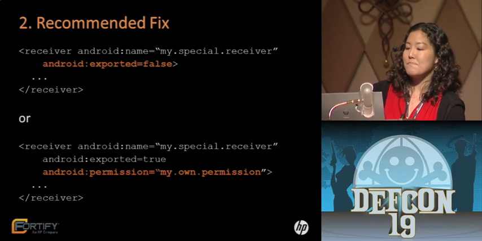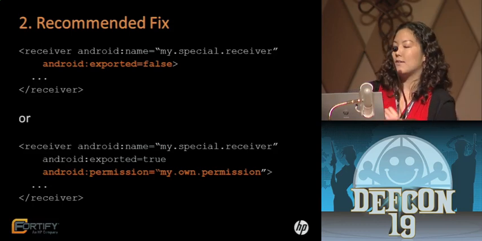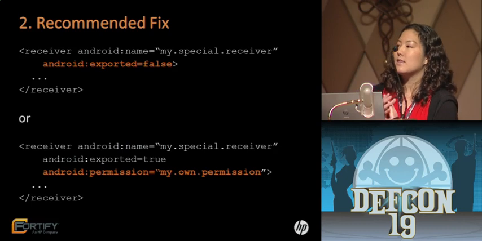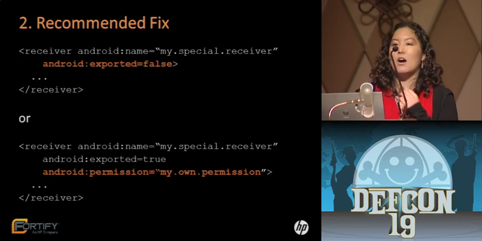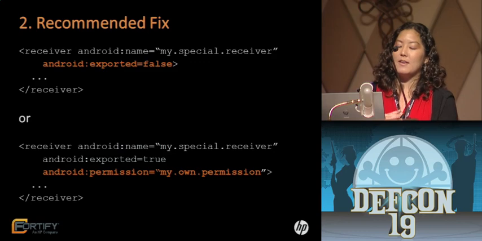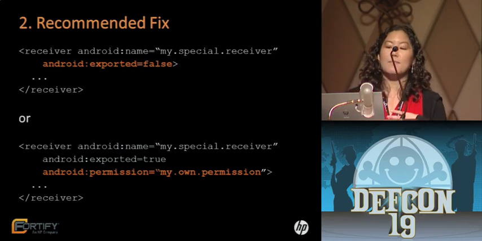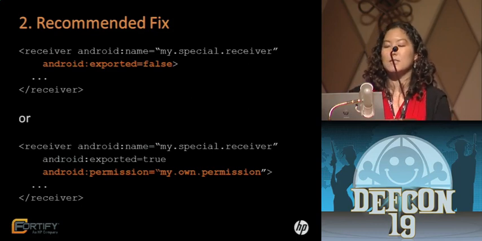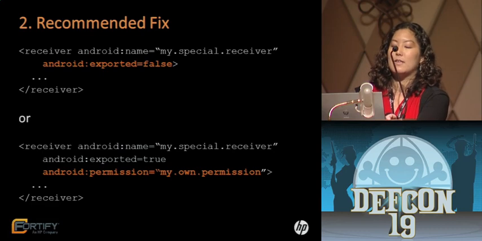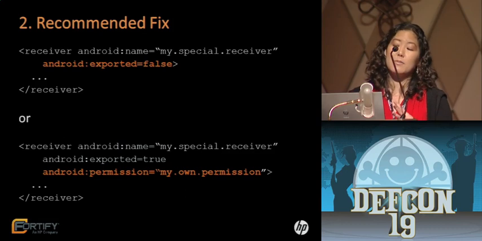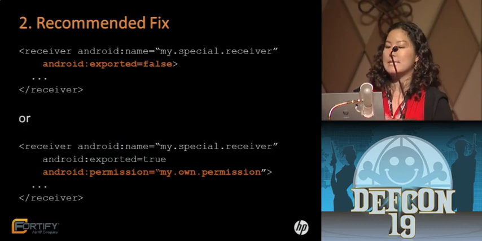So our recommended fix for this problem is to use the exported flag when declaring components and explicitly make the component public or private. Even if you don't need to, always make it explicitly stated, and make it private whenever possible. If the component is supposed to be public, then consider limiting the interface by requiring that the sender has a permission. In the second example, you can see that even though the exported flag is true, it also has a permission. So it's limiting the types of intents that can be sent to this component. In any case, make sure that public components aren't performing any sensitive operations.